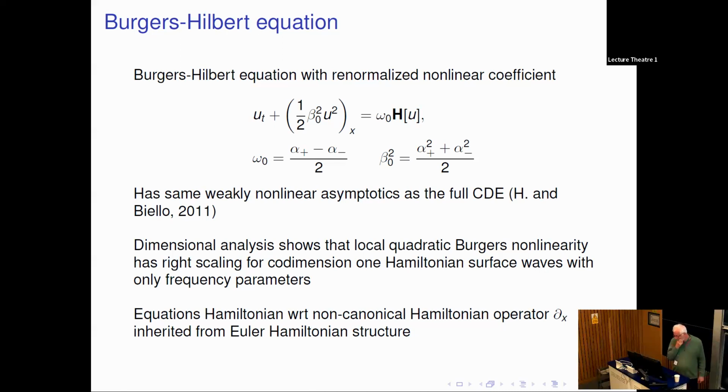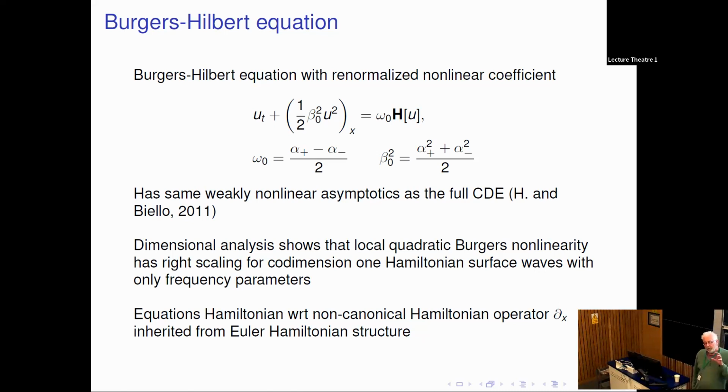Now you might ask, why does such a simple equation work like that? Well, there are some dimensional considerations which show you that this Burgers nonlinearity is the right quadratic nonlinearity to put in. All these equations are Hamiltonian. I haven't talked about the Hamiltonian structure much. They're Hamiltonian with respect to the Gardner-type operator d by dx, which is what they inherit from the full Euler Hamiltonian structure.